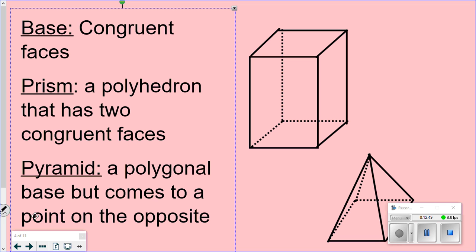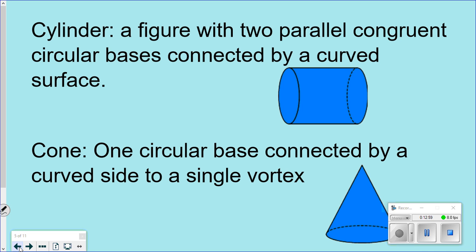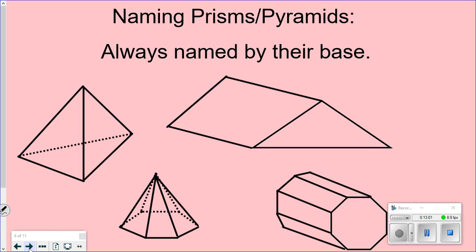All right, so back to it. We also are talking about cones and cylinders. These are not polyhedrons, but there's something else we're talking about. Not going to worry about those today. Okay, so, and I talked about that.